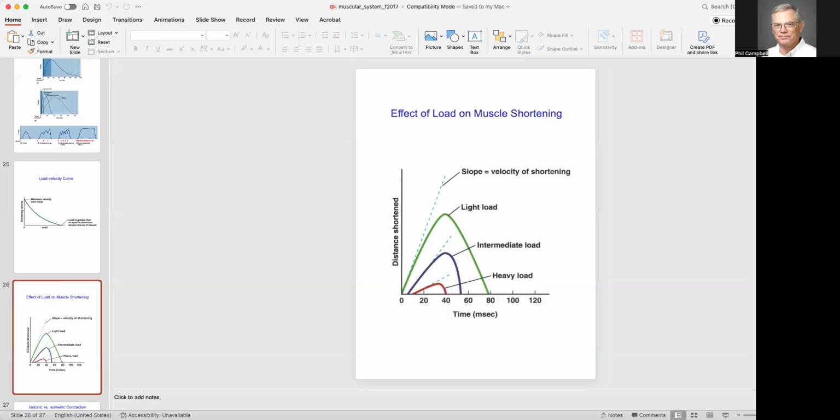Increase weight, doing that. How about this here? I can bring this up a little bit, but I cannot shorten this. So as I increase load, two things happen. As I increase load, I decrease the rate of contraction. I also decrease the extent of contraction, or the length of contraction, right?